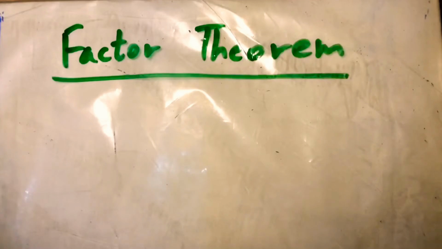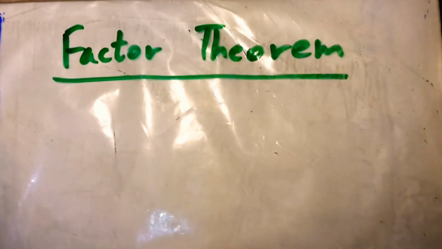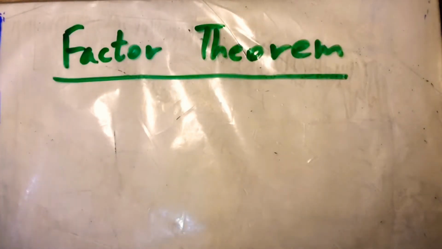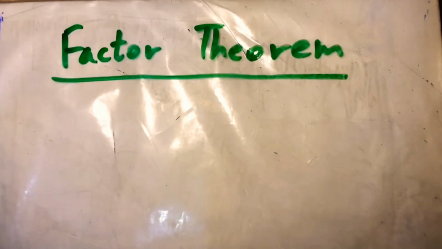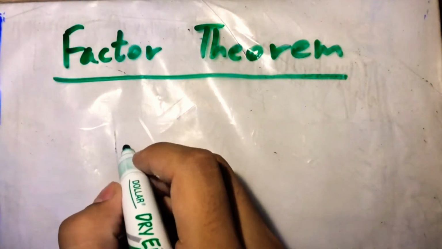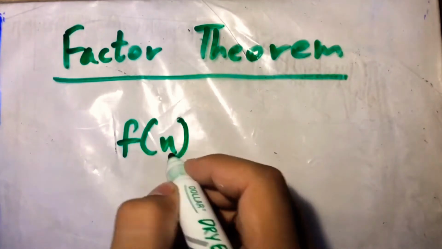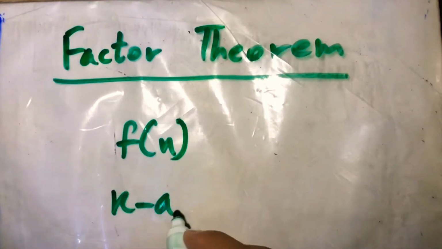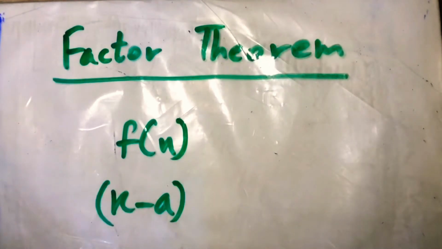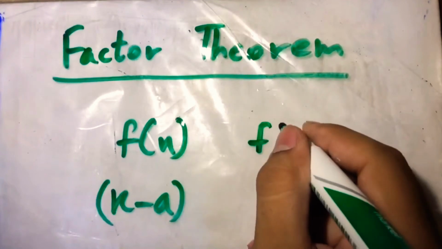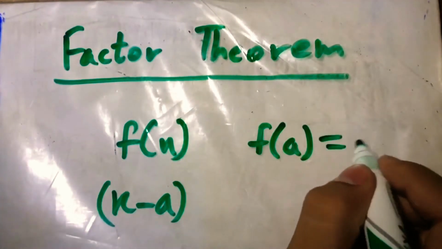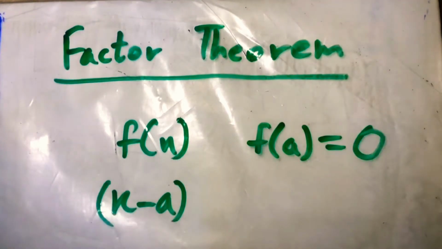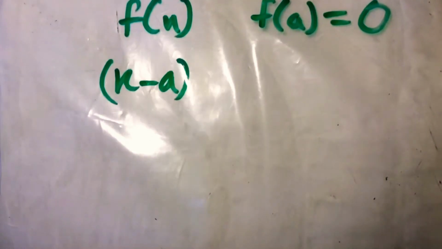The next topic is factor theorem. The factor theorem states that if we have an expression f(x), function of x, and x minus a is a factor of f(x), then f(a) equals 0. Now we'll do some questions for this.